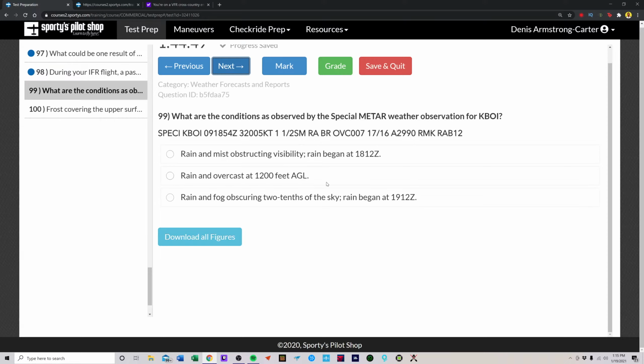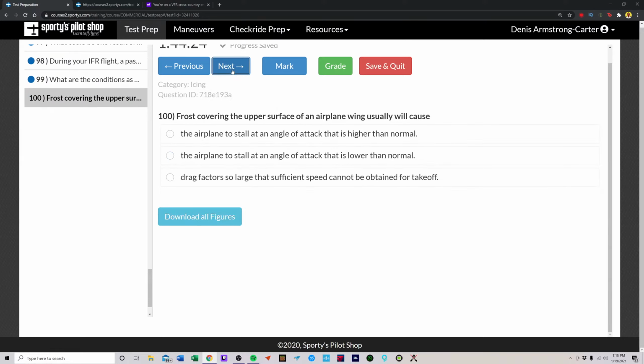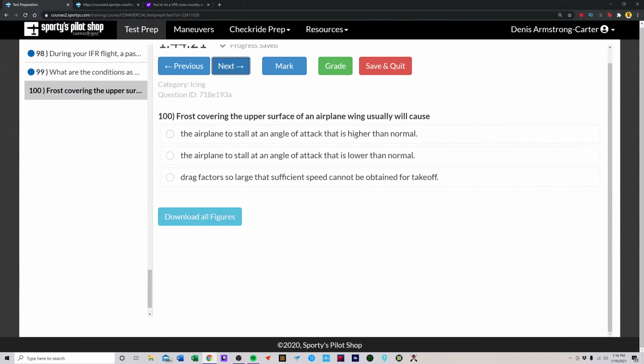Alright. Let's see. Overcast 1,200. That's wrong. Rain and fog, 2/10 of the sky. What the hell? Rain began at 1812 Zulu. 12. Rain began in 12 minutes. Yep. Frost covering the upper surface of an airplane wing will usually cause the airplane to stall at an angle of attack that is higher than normal. Lower.